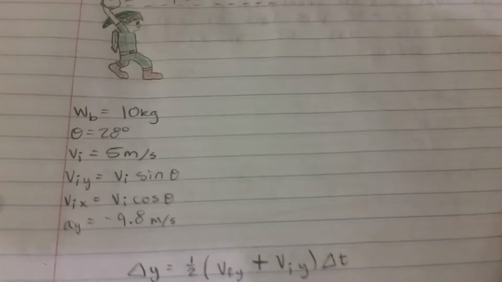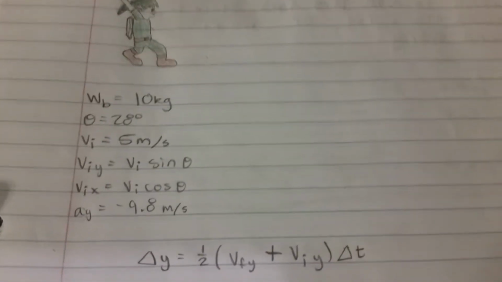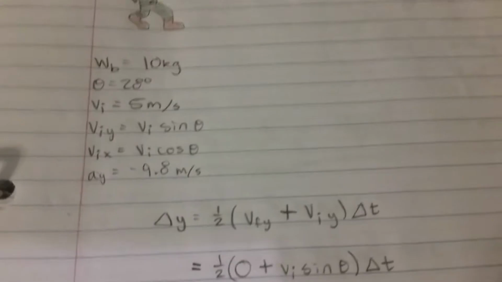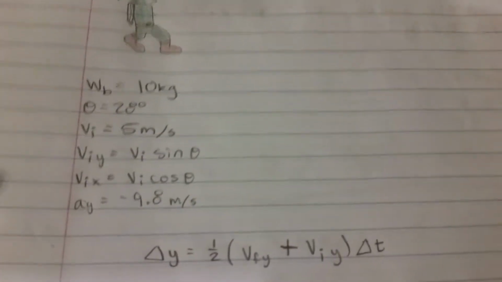that the initial velocity in the y direction will be initial velocity sine of theta, the initial velocity in the x direction will be initial velocity cosine of theta, and that the acceleration in the y direction is negative 9.8 meters per second squared.